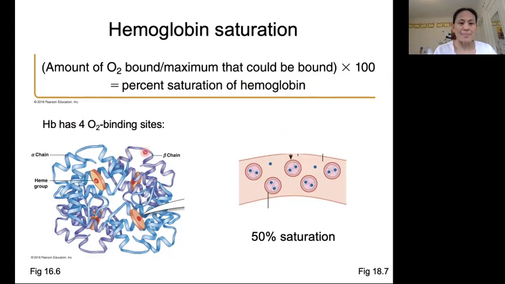So, reminder, hemoglobin has 4 oxygen binding sites. What you're looking at here is each circle represents a hemoglobin molecule, and each quadrant represents one binding site on that hemoglobin molecule. Okay, if we look here, we can see that each hemoglobin molecule has 2 oxygens bound to it. These little purple guys are oxygen. And then we have 2 empty sites, right? So half of the binding sites are occupied, which means that we have 50% saturation, okay?